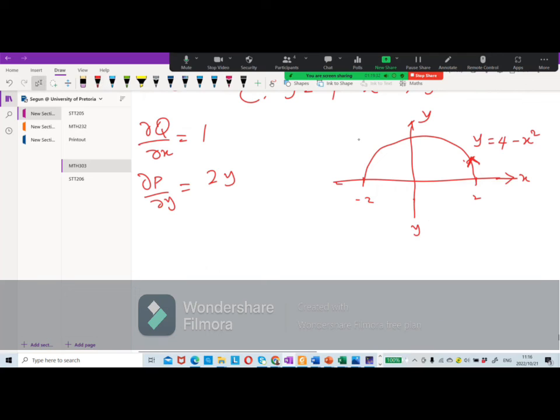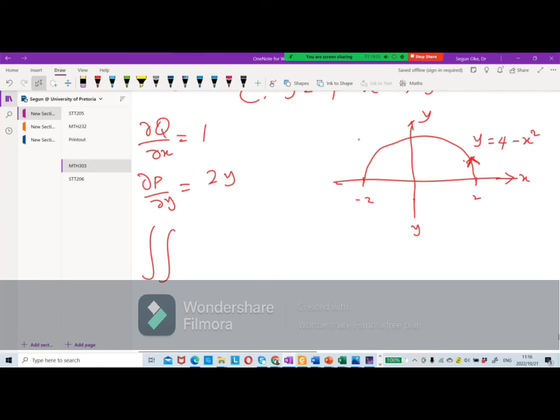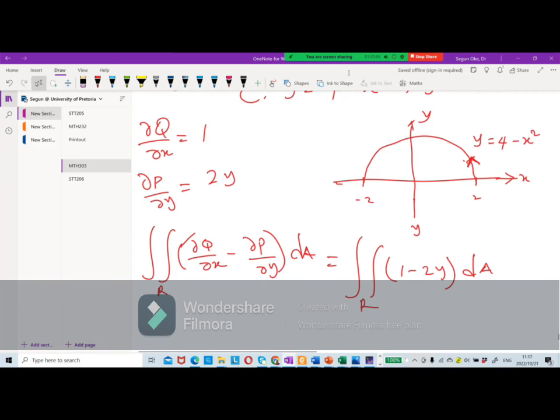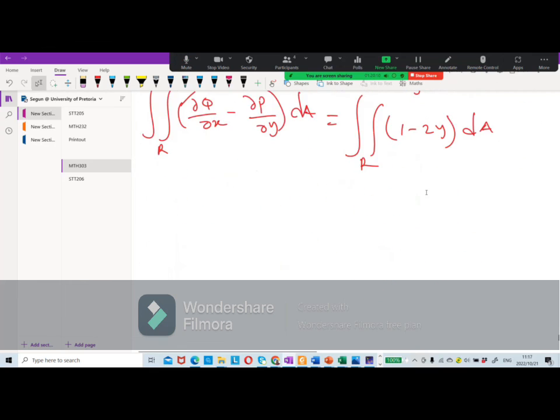So all you need to do now is just to use your double integral straight, which is 1 minus... What is the formula for this? Let's write the formula so that you know. The dQ/dx minus the dP/dy dA, which is the same thing as the integral of 1 minus 2y dA. Am I right? Yes, sir. That's what they ask you to solve. Now that I know, I can now put my limits.